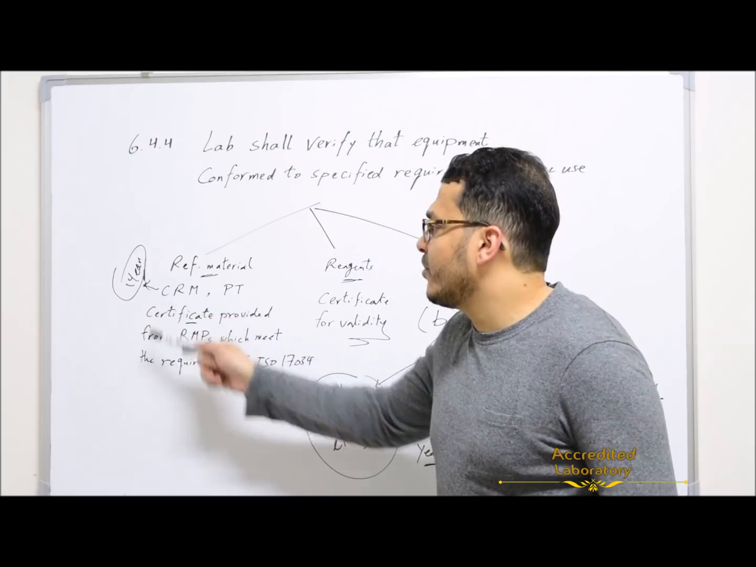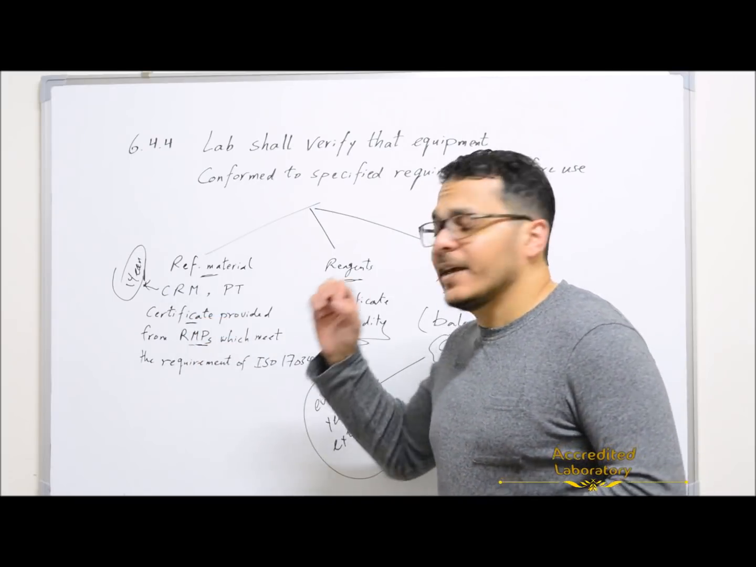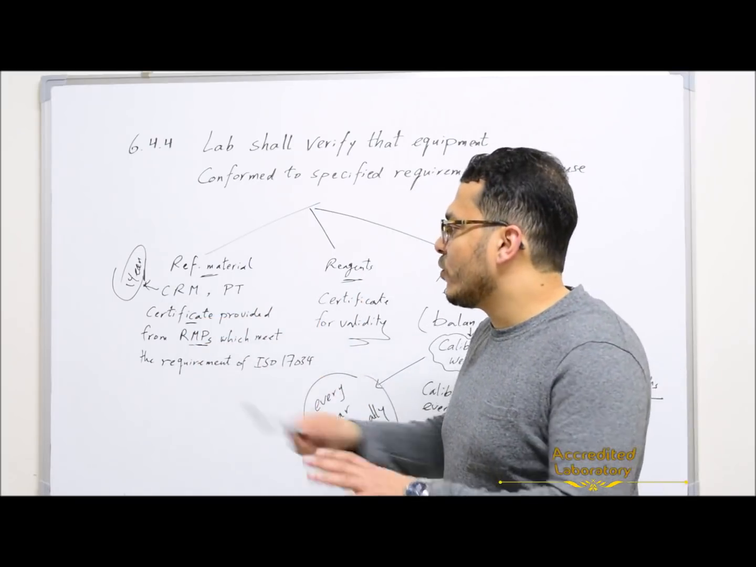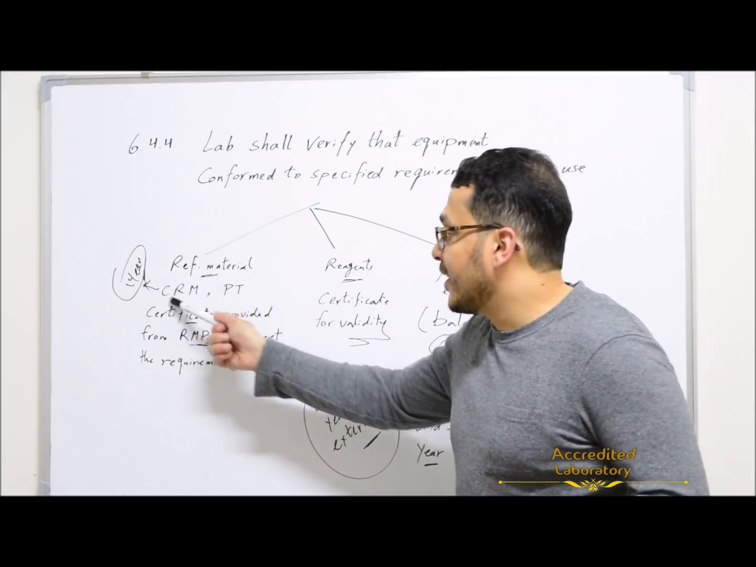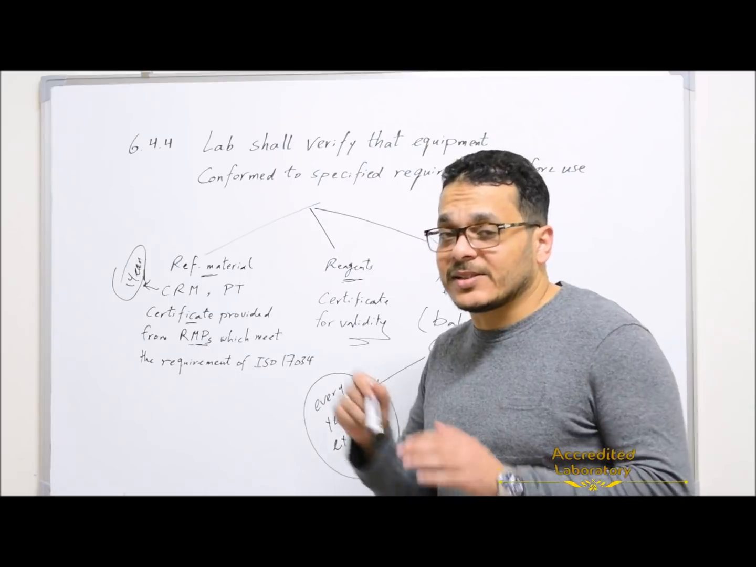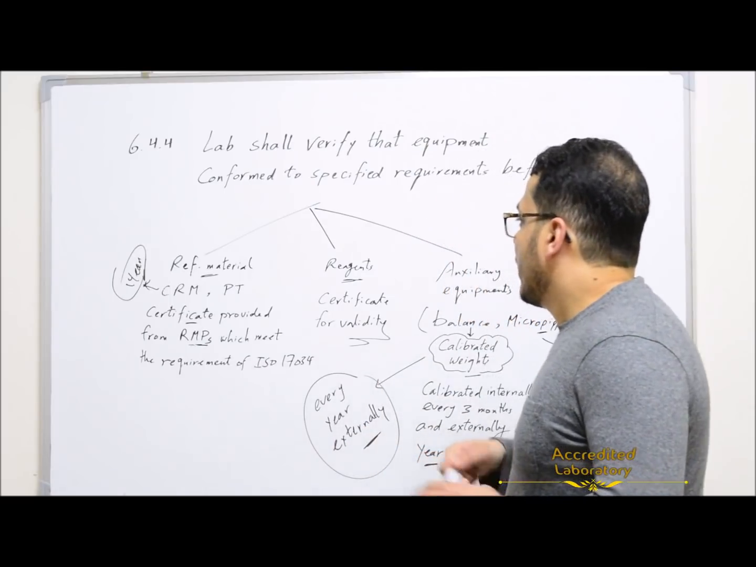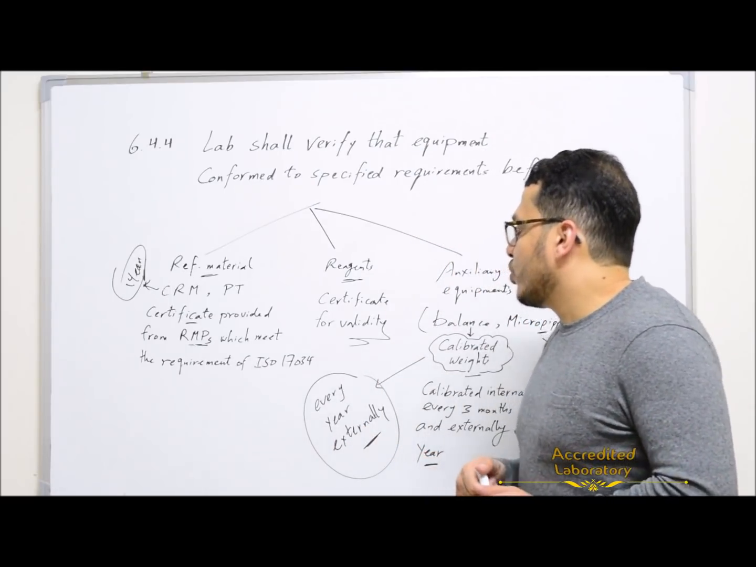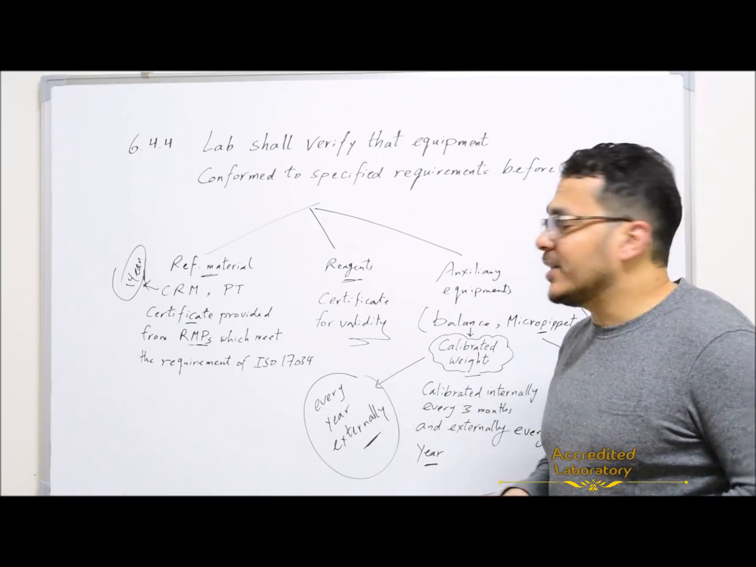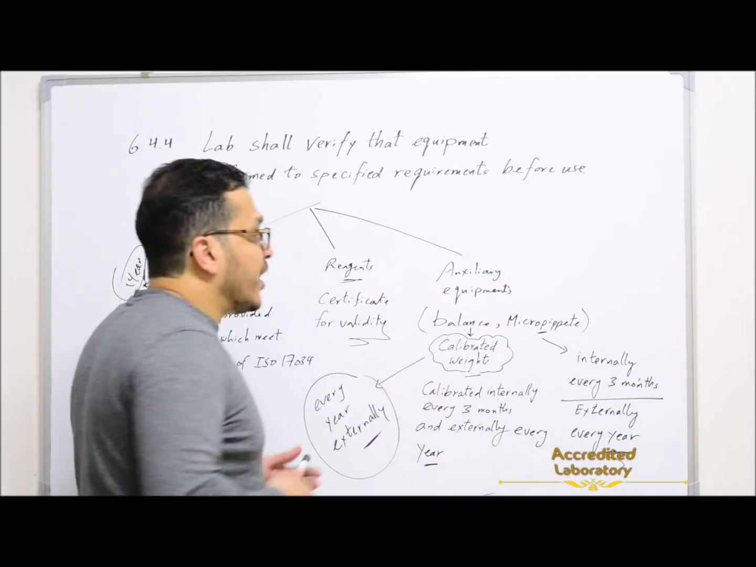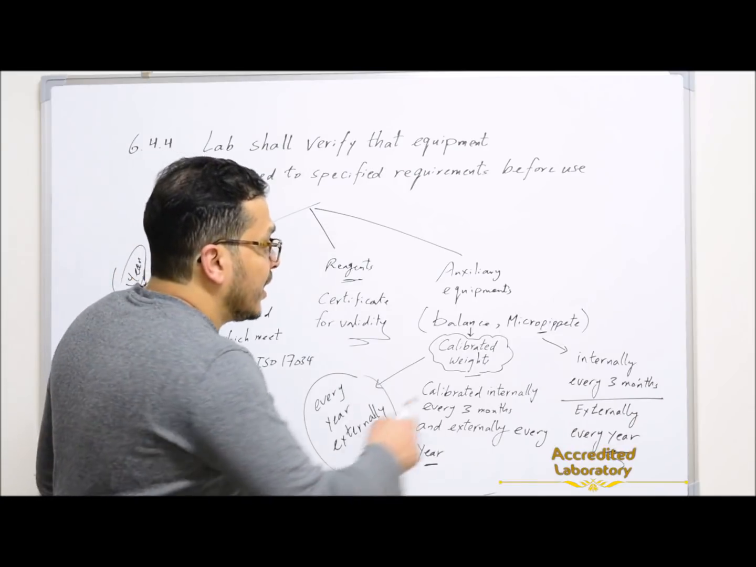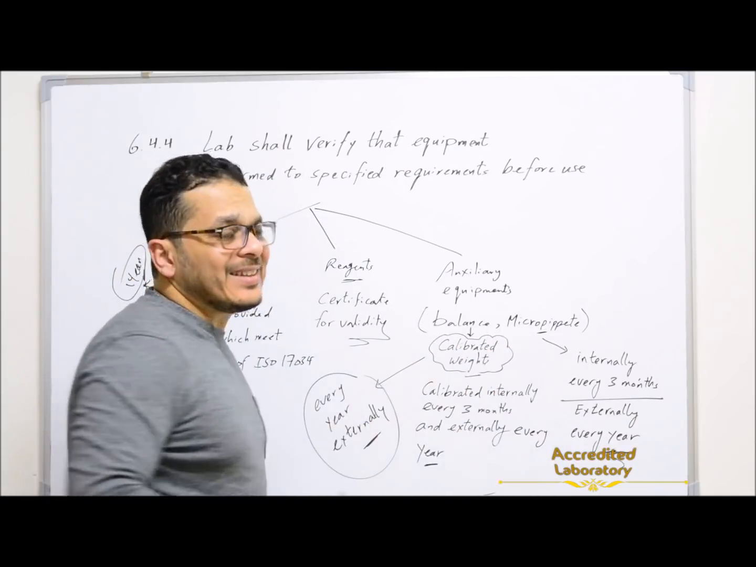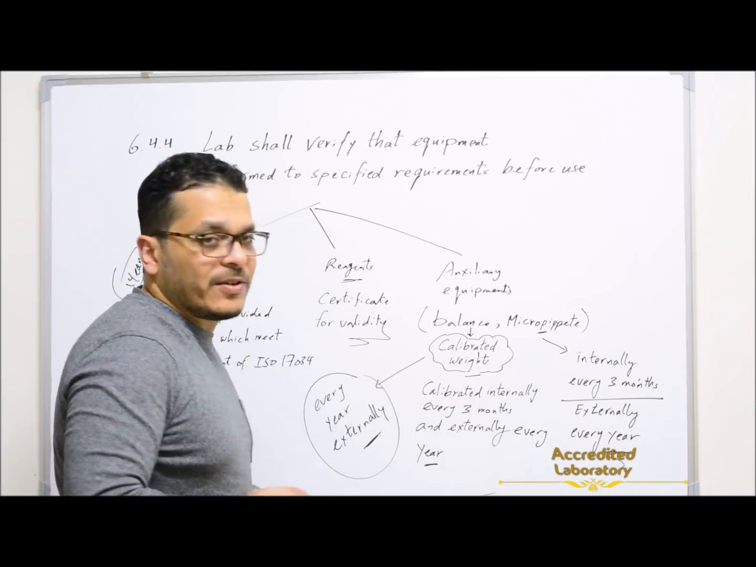In the case of CRM, the validity is 1 year. This sample is valid for 1 year with the range of concentration from this to this, and you expect the result of the CRM to be inside the certificate range. Also, reagents will come to the lab with a certificate for validity, and auxiliary equipment such as balance and micropipette will be calibrated internally inside the lab every 3 months.